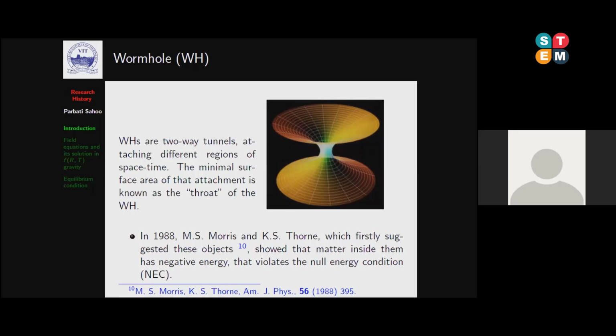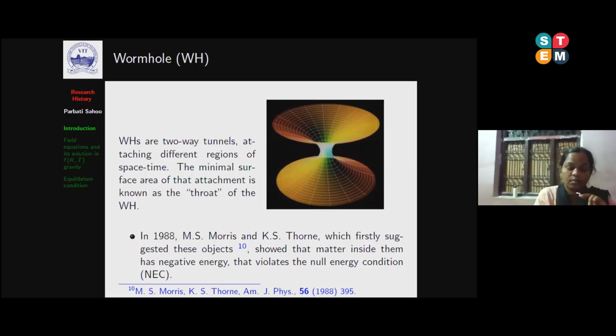We are not using the shape function to make it repulsive or attractive. We are using the shape function to get the solution, to get the matter components. After that, we are calculating the force.